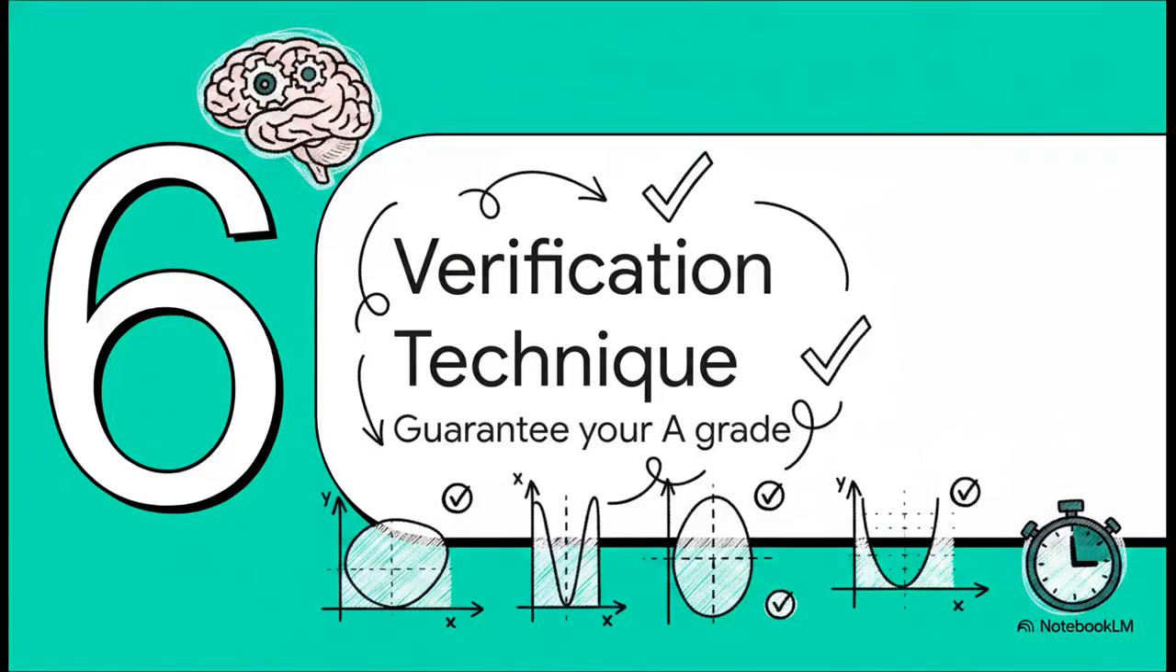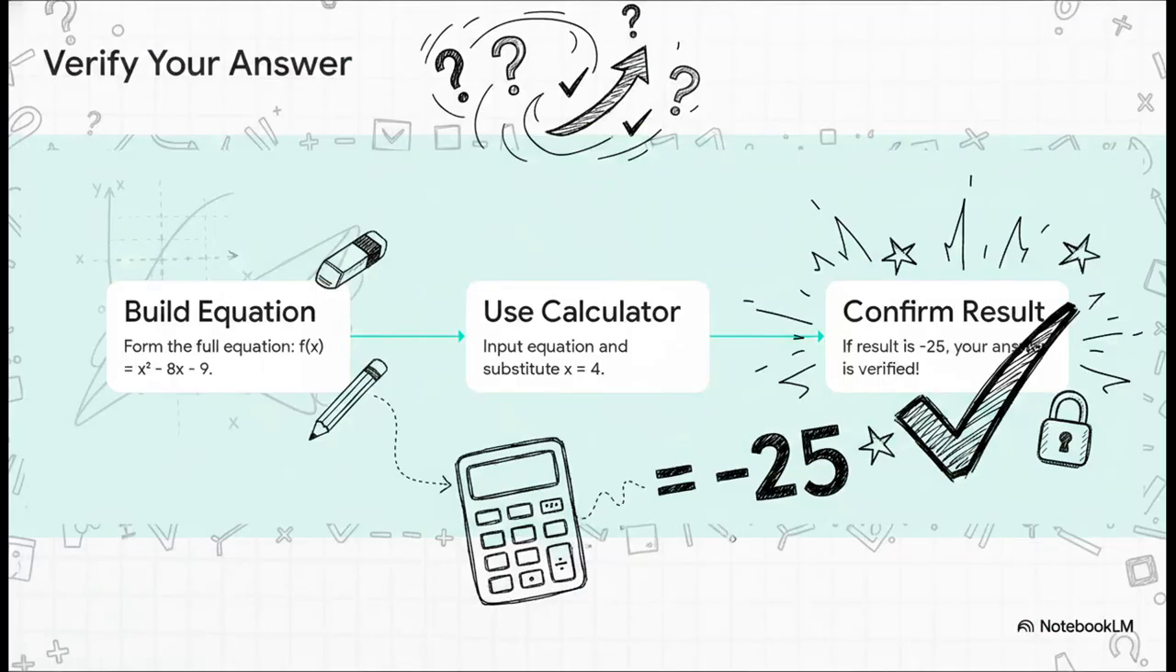And finally, Section 6. Answer verification technique. How to actually guarantee that A grade. Honestly, this is my absolute favorite part because it puts the power entirely in your hands. This is how you act as your own exam grader before you even hand the paper in. We deduced that m is 1 and n is negative 9, right? So, step 1. Build the complete fully formed equation. f of x equals x squared minus 8x minus 9.